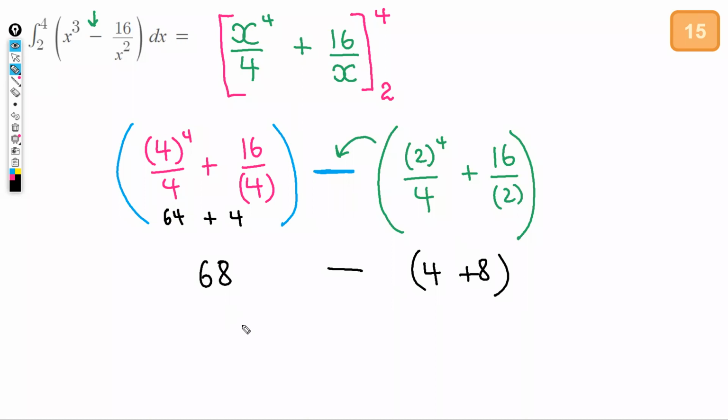So you get 68 minus 12. Let me see if you got it. The final answer is 56 units squared. So for the people who got 56, you all had it correct. I'm not too sure where that 29 on 3 came from.